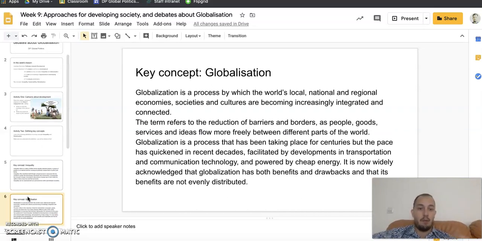It's just the idea that the world's local, national, and regional economies, societies, and cultures are becoming increasingly integrated and connected. There is a reduction of barriers and borders. It's easier for people, goods, services, and ideas to move more freely between different parts of the world. Globalization has been taking place for centuries, I'd say millennia, but without doubt the pace has quickened in recent decades. This is because it is now cheaper to travel, because of the internet, and because it is easier to communicate. Most people would say that globalization has both benefits and drawbacks, and that its benefits are not always evenly distributed.